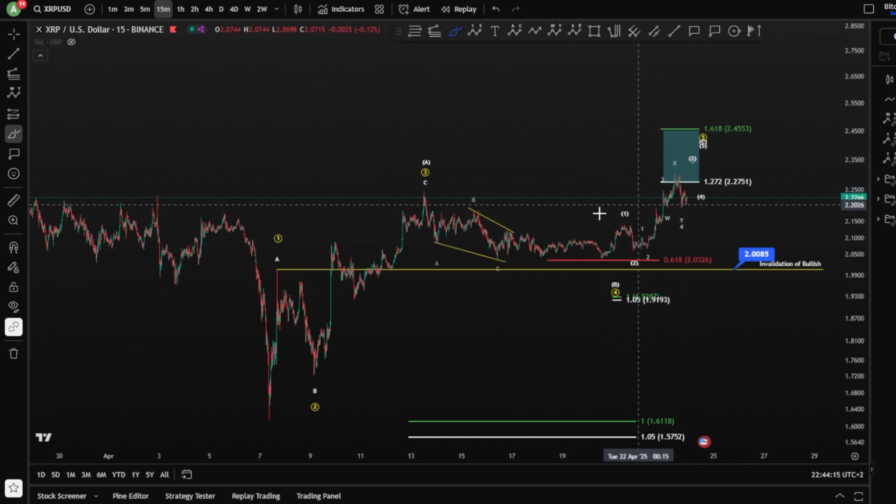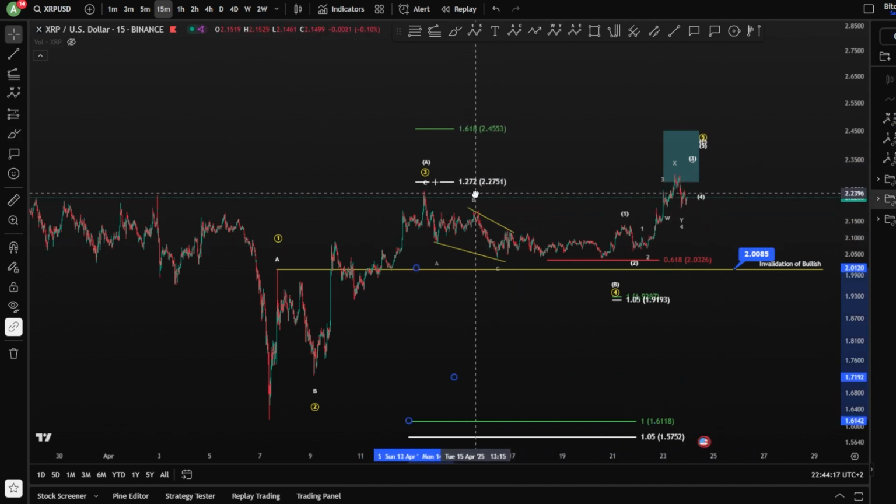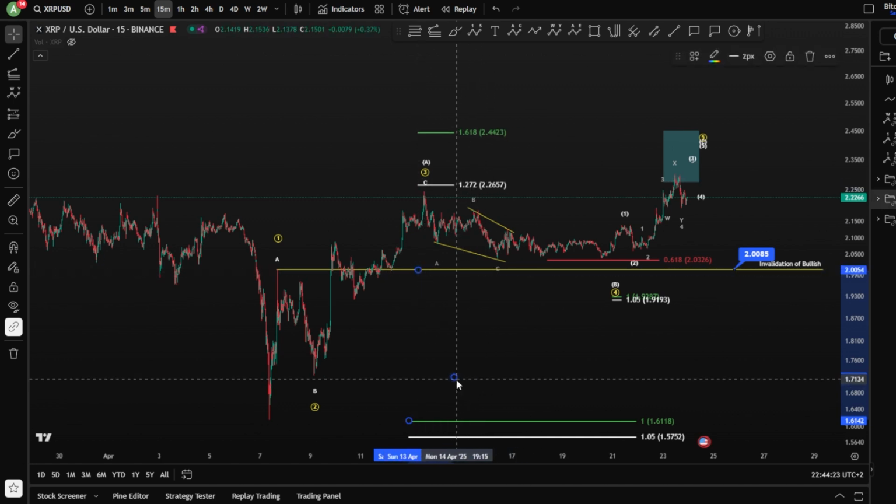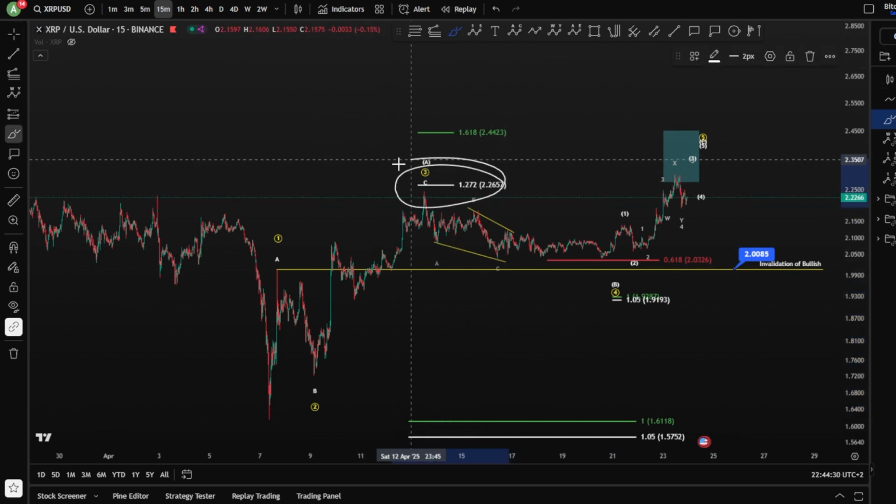Okay, because the wave 3 here did not reach the 1.27, and that is problematic. Because you don't have the minimum requirement fib level for wave 3. I'm just checking the fib level if they are right. So they are. And we did not.